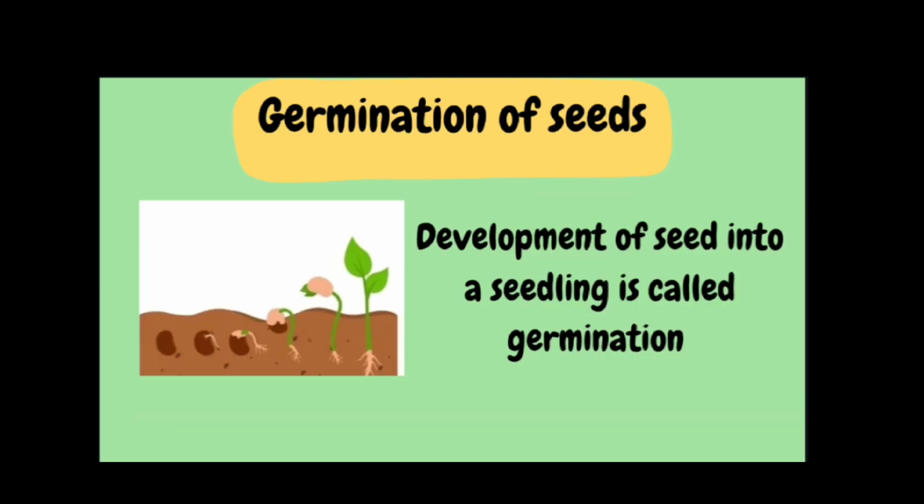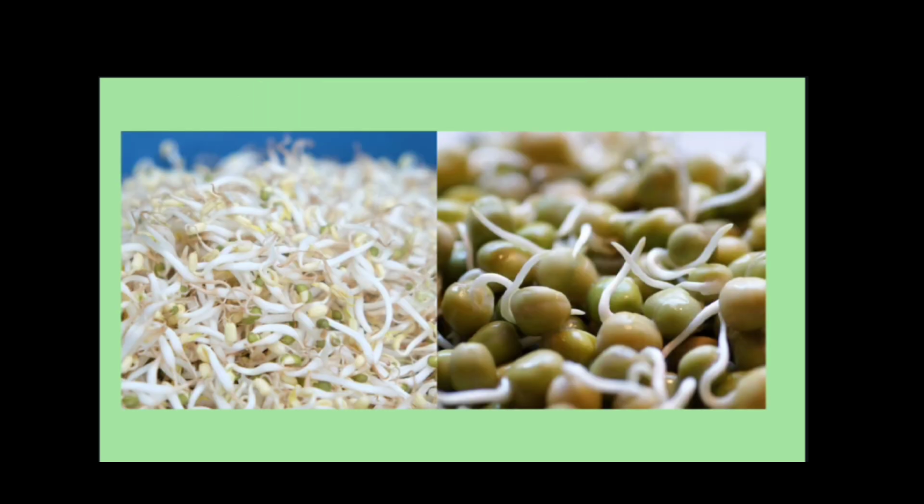Germination of seeds. The process of development of a seed into a seedling is called germination. The stages of germination are shown in the diagram given alongside. You must have seen seeds such as moong dal and beans stored in your kitchen. Why do they not germinate in the container? These seeds do not germinate because a seed requires specific conditions to germinate. Look, these are germinated seeds called moong.